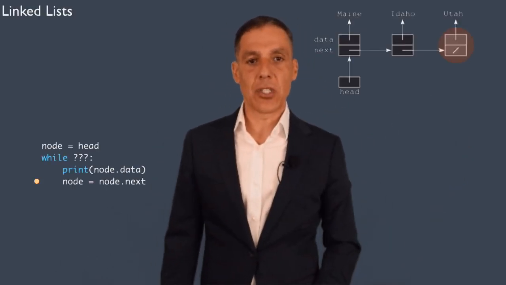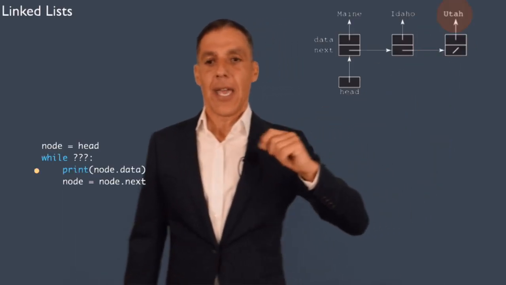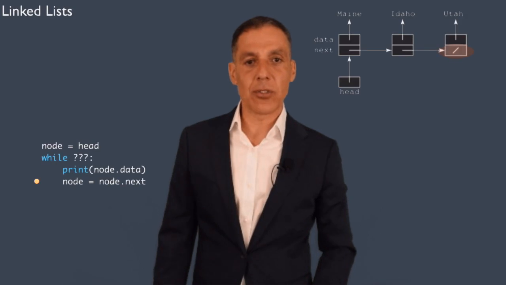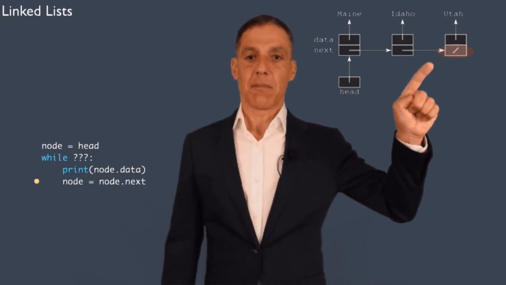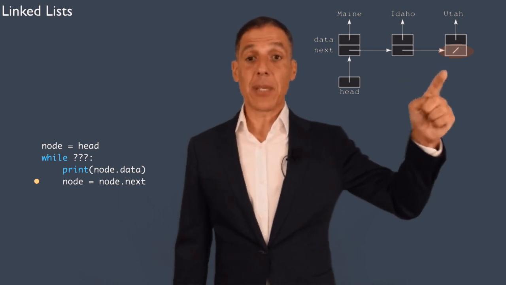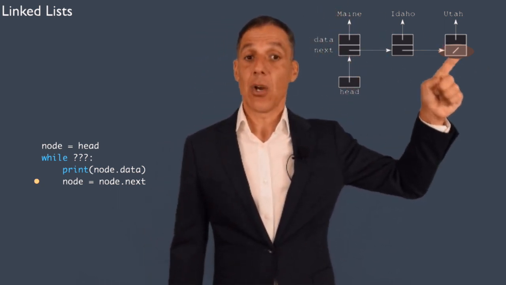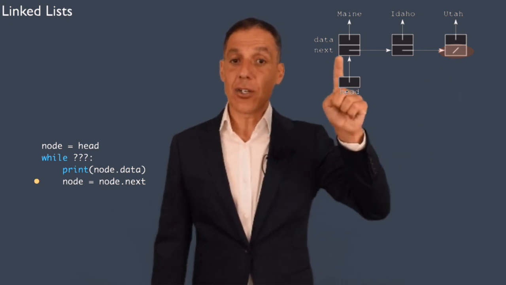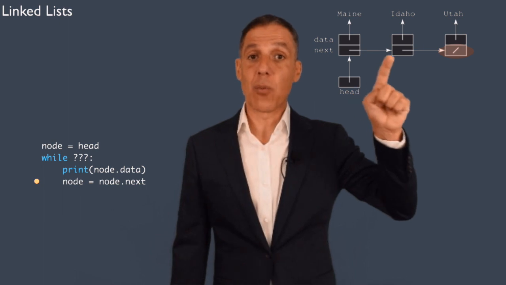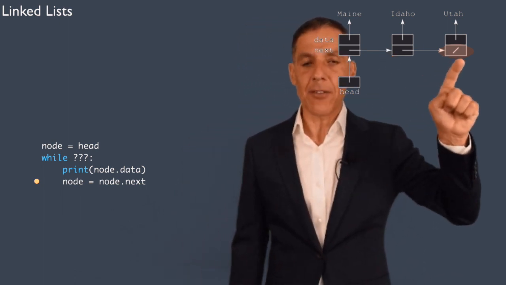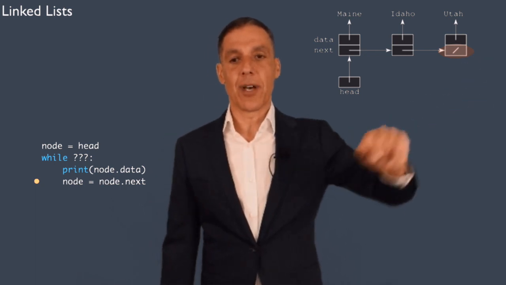So I'm going to go over to Utah, and then I'm going to come up, I'm going to print Utah, and then I'm going to come down, I'm going to say node equals node.next, and I get that guy right there, which is what? That's None. And it was None because in the constructor, all of the next variables were set to None. Here, I rewired the next variable to be Idaho, and here I rewired the next variable to be Utah, but this one is still None. So at this point, I'm done with the list.